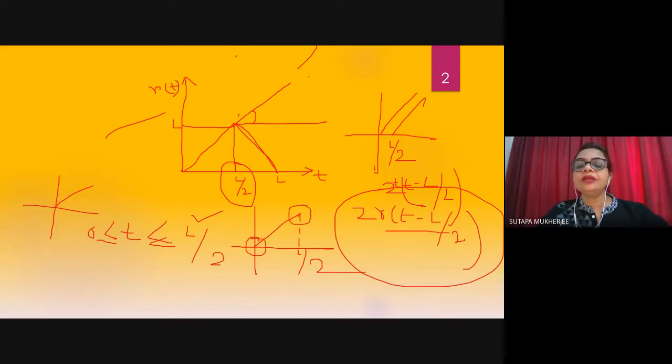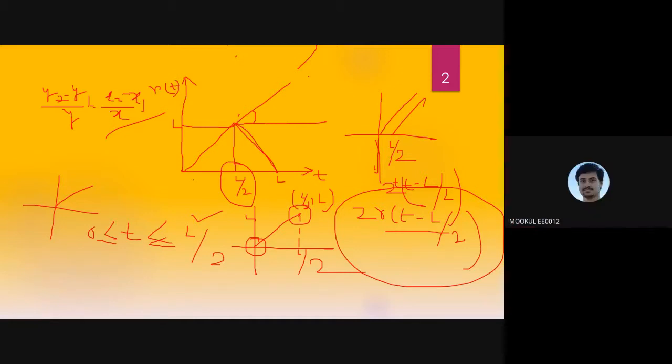But this is a different method. How can you get it? So what will be the equation? y2 minus y1 divided by y minus y1 is equal to x2 minus x1 divided by x minus x1. Do you remember? So what is y2 here? What is the coordinate of this one? This is capital L here. So this is L by 2, comma capital L. Am I right?